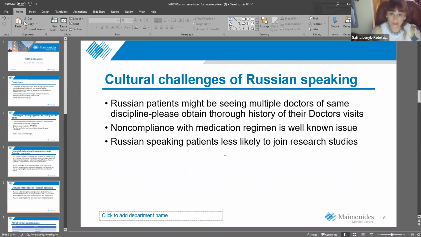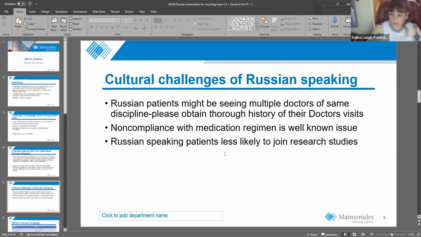So then the cultural challenges of the Russian speakers. Please remember, patients from the Russian speaking population might be seeing multiple doctors of the same disciplines. So you have to obtain a total history of their doctor visits. They might have 2-3 cardiologists at the same time, and also a few PCP doctors, and they tend to be non-compliant with the medication regimen. They sometimes tell you, I'm not taking this blood pressure medication, I just don't feel like I need it. My blood pressure was normal. And that's how they tend to skip a lot of doses. They don't comply with a lot of anticoagulation as well.